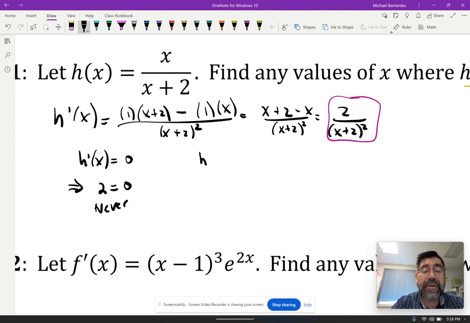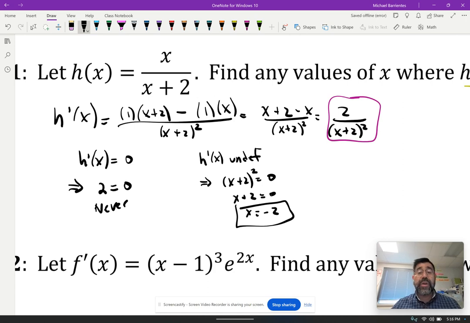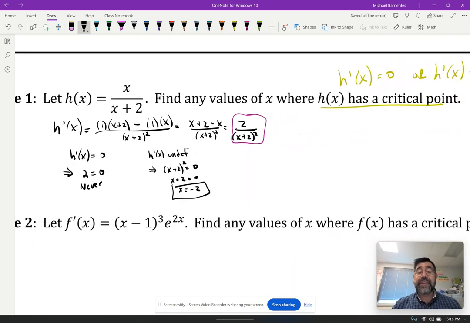Okay, so now I need to check when the derivative is undefined. Well, the derivative is undefined in a fractional setup if the denominator is ever equal to 0, right? Because if I divide by 0, that's an error, that's a vertical asymptote, and that is an undefined point. So I'm going to set the denominator equal to 0, take the square root of both sides, and subtract that 2 over, and we have one critical point. So are there any values where h of x has a critical point? Yes, there's one x value at negative 2.